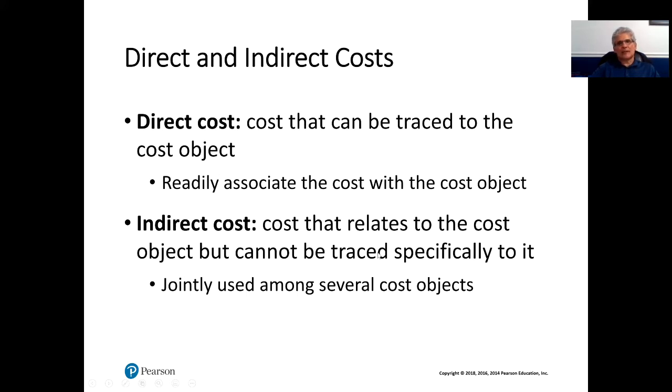Indirect costs are costs that relate to the cost object, but cannot be traced specifically to the object or the objective. And when we say cannot, well, like I said, there's really no such thing as cannot. It can be, but it's just not economically feasible. It just takes too much time and effort to do that. So we're just going to assume that it can't be traced, because it costs too much money to do that. Direct costs are economically feasible to trace to the cost object. Indirect costs are not economically feasible to trace to specific objects.